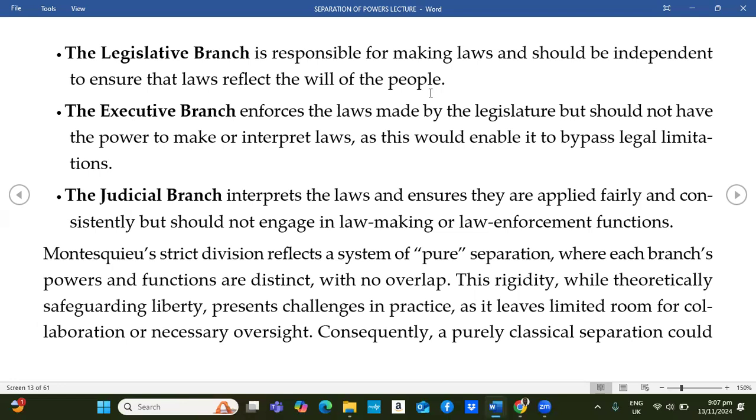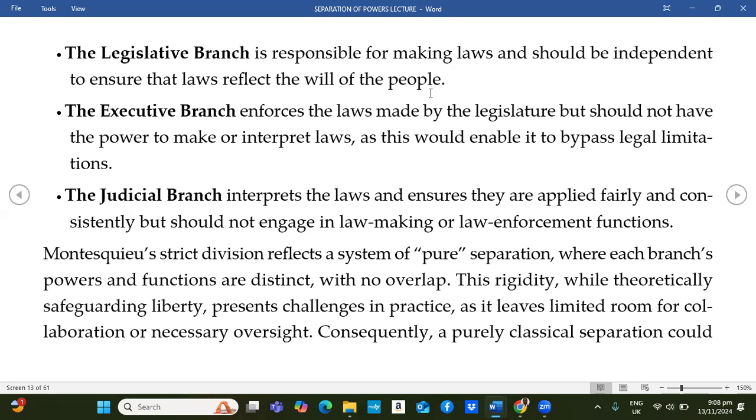Certainly not. And then in the classical theory too, we have the judicial branch, the judiciary, which will interpret the laws and ensure that they are applied fairly and consistently, but should not engage in lawmaking or law enforcement functions. Now, if you look at our Constitution, we have what we call the Rules of Court Committee. The Rules of Court Committee makes the various procedural rules which govern how the court operates. So the Supreme Court rules CI 16, the Court of Appeal rules CI 19, the High Court rules CI 47, the District Court rules CI 59. All these were made by sub-agencies of the judiciary, so to speak.